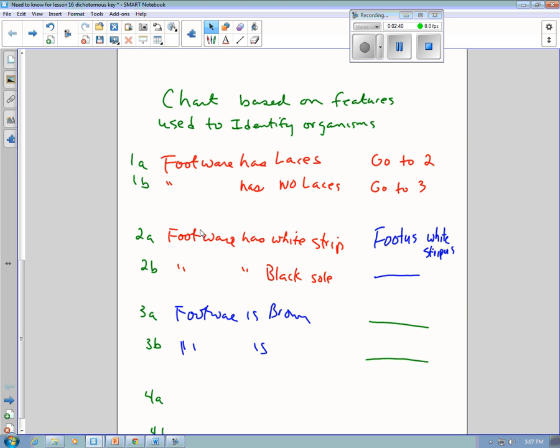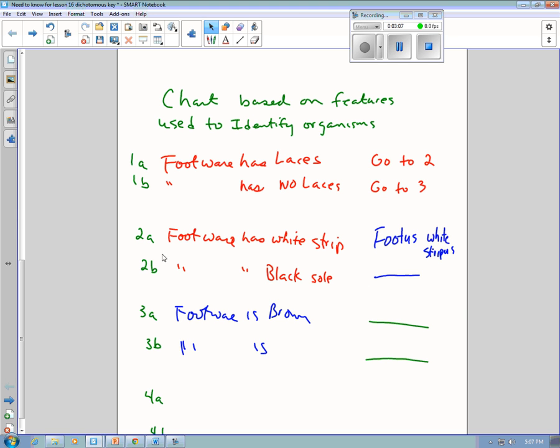Then we went to number 2, those with laces, and we noticed that one of our shoes had a white strip around the edge and one of them had a real black sole. So we would split them up based on those 2 features, and then we gave them scientific names. We called the one with the white strip Footus white stripus, for lack of a better name. We didn't name our black-soled shoe.